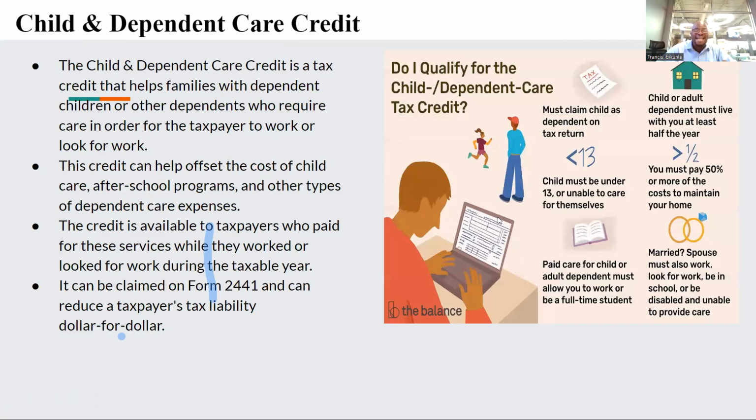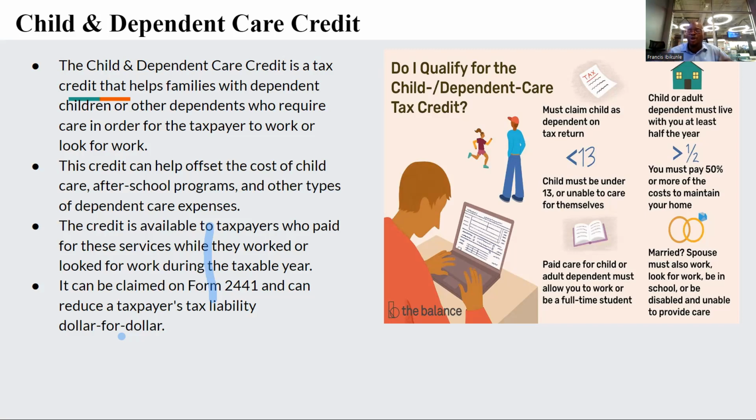So now we have the child and dependent care credit. That's under credit again. When you have children, they want to put everybody to work. The child and dependent care credit is a tax credit that helps families with dependent children or other dependents who require care in order for the taxpayer to work or look for work. So if you need to pay a nanny, somebody to take care of your child, so that you can go to work, there's a credit for you. And also there's a deduction on those expenses as well.